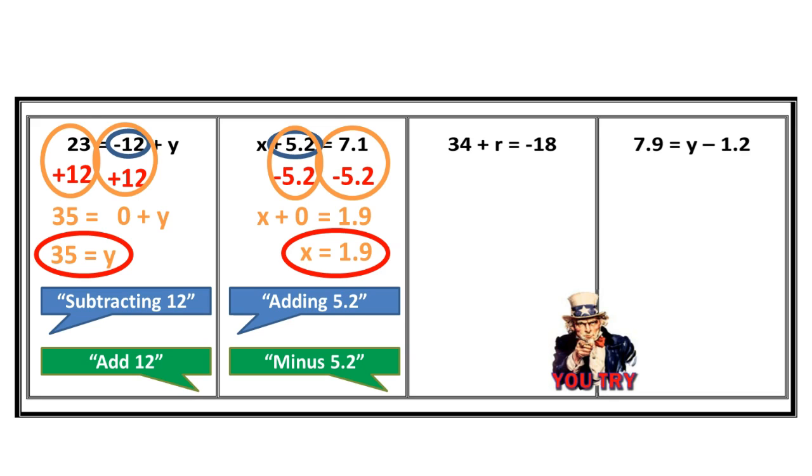I got it all by itself by using my inverse operations. Those inverse operations helped me cancel out using the identity 5.2, which left the x all by itself. I now know that if I plugged in 1.9 for x in my original equation, 1.9 plus 5.2 would equal 7.1. It would give me a true statement. On your own, try the last two problems. Ask yourself the two questions: what's happening to the variable? How do I undo that? And then apply those inverse operations to both sides to keep the equation balanced, and just simply evaluate.